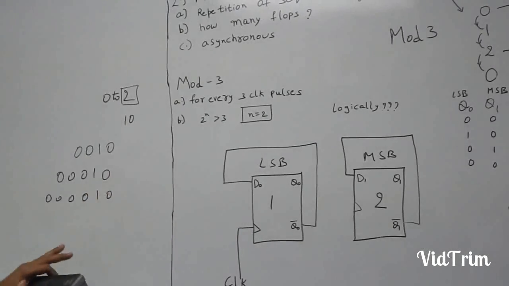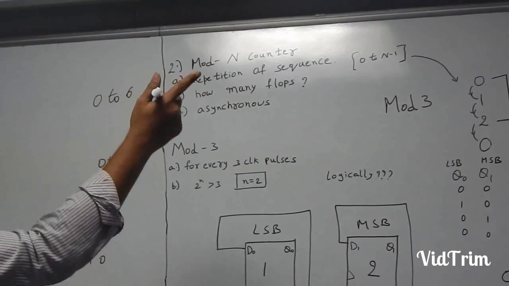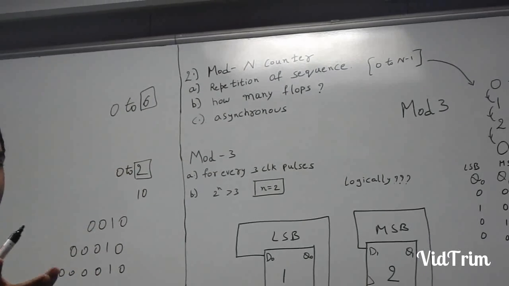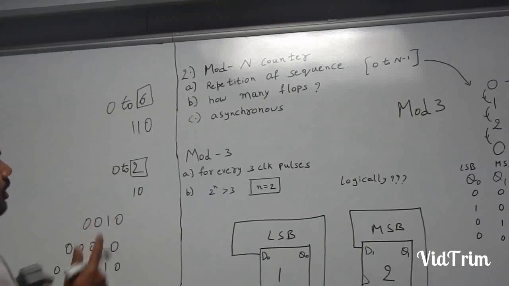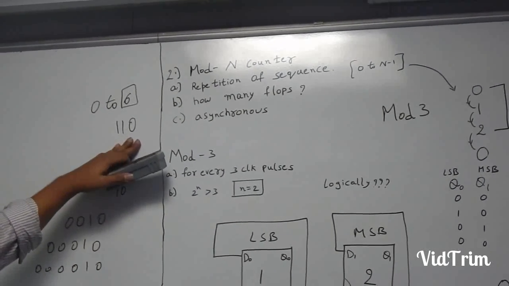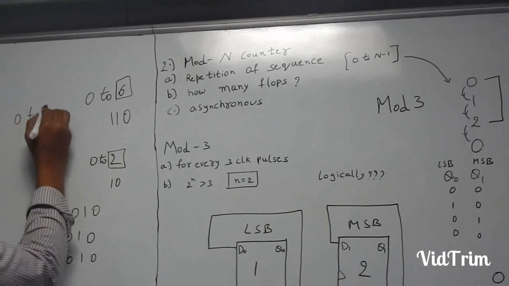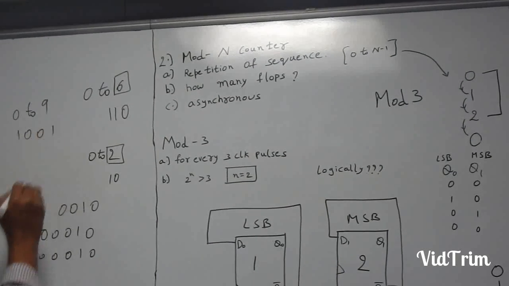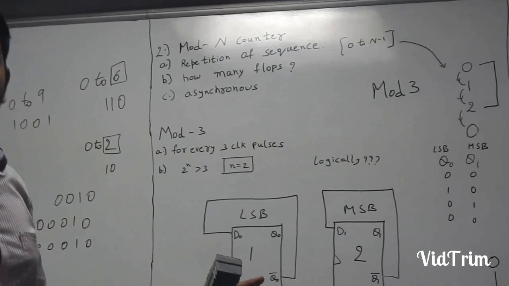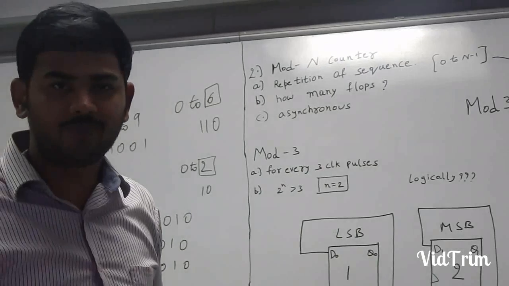Similarly for a mod 7 counter, it counts from 0 to 6, that is 0 to n minus 1. To represent 6, how many minimum number of bits are required? Obviously 3 bits are enough to represent 6, so 3 flops are required. Similarly mod 10 counts from 0 to 9, and 4 bits are required. So the first question to be answered is how many flops are required, and thereby we can solve very easily.